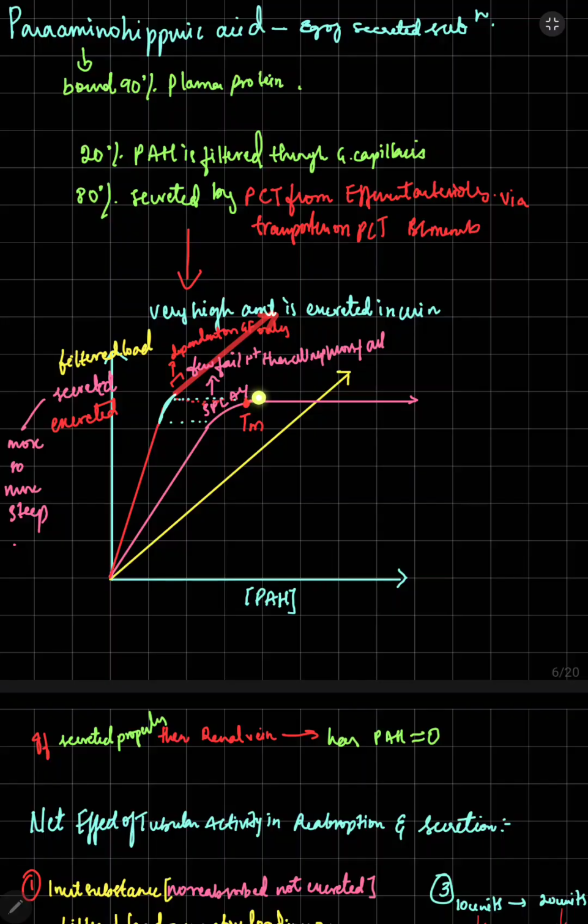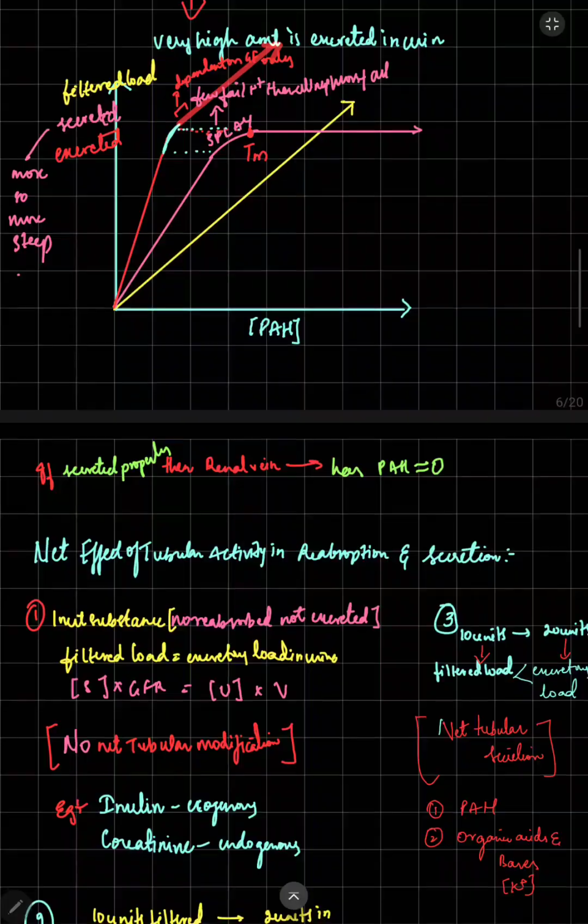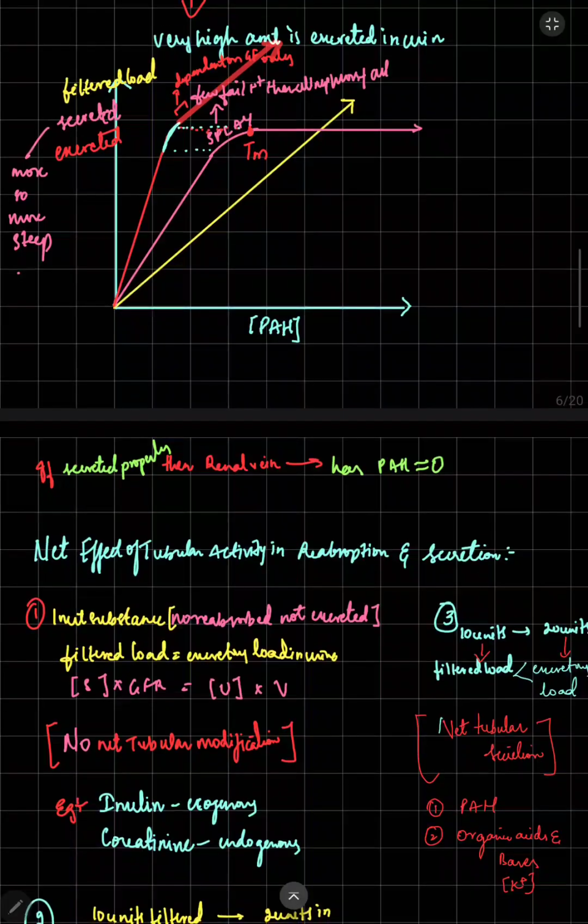completely from blood, so the excretion value decreases quite at this point. Then filtration is always constant, so the graph becomes linear to the filtration route, and there is a slight splay due to the saturation of transporters. If secreted properly, then the renal vein has a PAH value around 0.